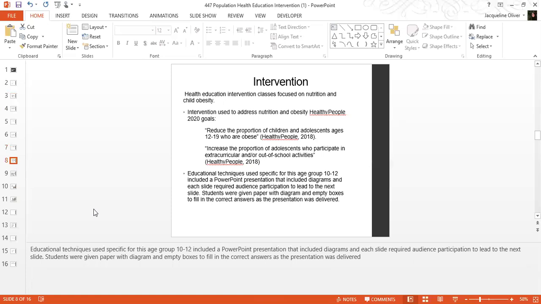For interventions, I used educational techniques for this specific age group, 10 to 12 years old, including a PowerPoint presentation that had diagrams and pictures to help deliver the information in a captivating way for the students. They were actually very enthusiastic about the program and the PowerPoint, and it addressed my Healthy People 2020 goals.